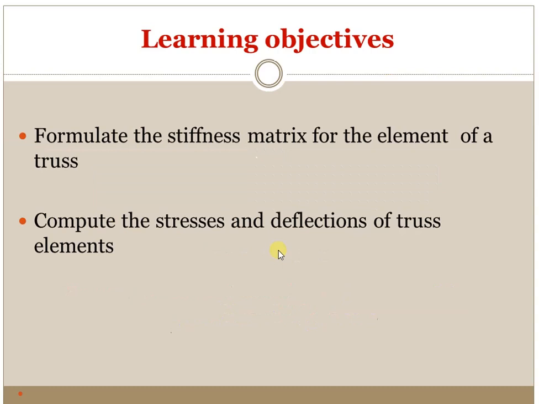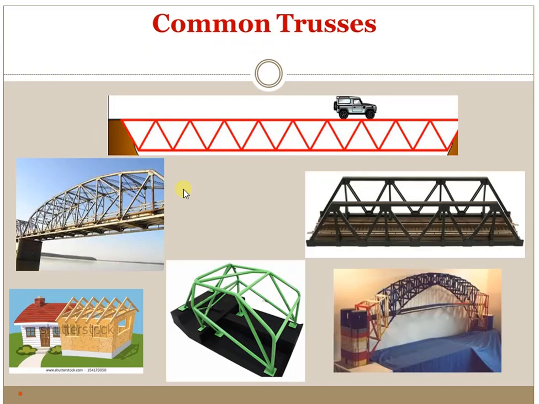For today's presentation, our objective is to formulate the stiffness matrix for the element of a truss. The first learning objective: stiffness matrix is nothing but K. The second objective: compute the stresses and deflection of truss elements. So after applying load on the trusses, how much is the deflection of that truss and what is the stress developed at various elements, that we are going to learn in this video.